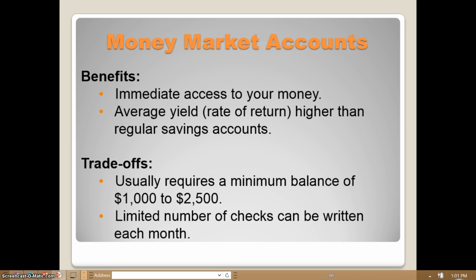Benefits are that your money is immediately accessible. The average yield, or the rate of return, is higher than your regular savings account. The trade-off is that they do require higher minimum balances and you are limited to the number of checks that can be written each month.